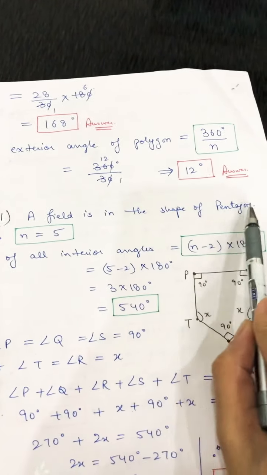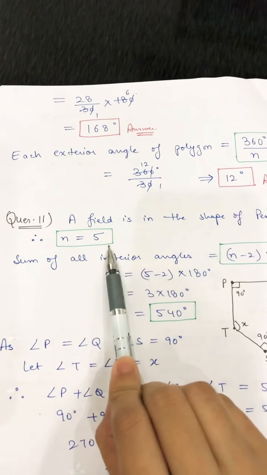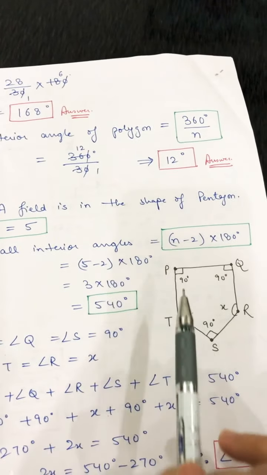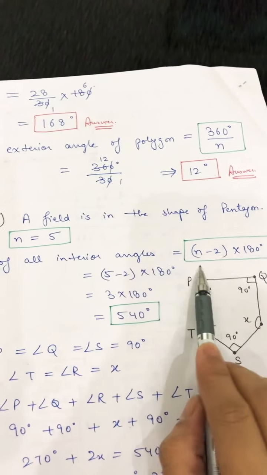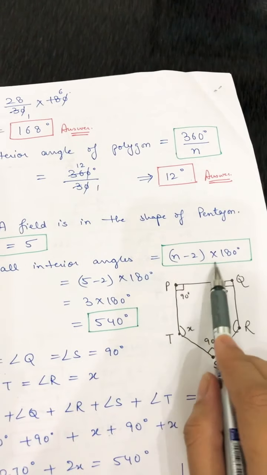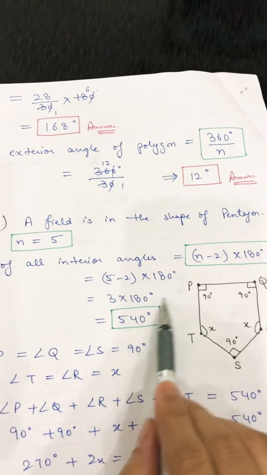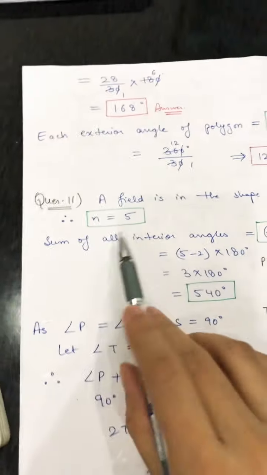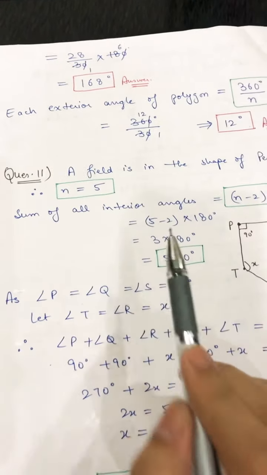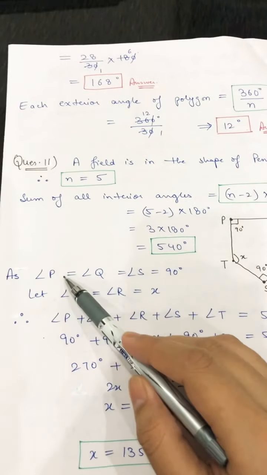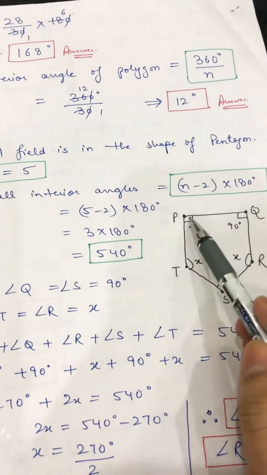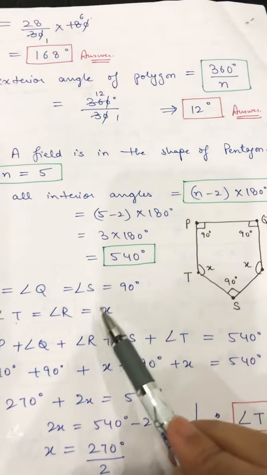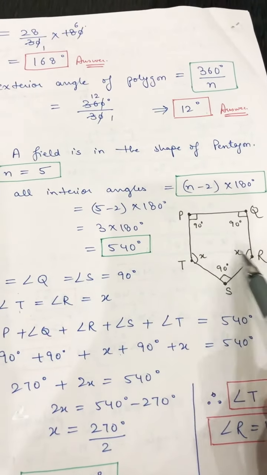A field is in the shape of a pentagon, so the number of sides is equal to 5. First of all we have to find the sum of all interior angles, that is equal to (n minus 2) multiplied by 180. Put the value of n and you can find the sum of all interior angles. Now angle P, angle Q, angle S are 90 degrees. Angle T and angle R, let's suppose they are equal to x, because they are equal to each other.